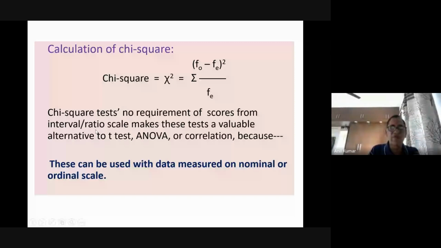In chi-square, as already mentioned, there is no requirement of scores from interval and ratio scales, unlike ANOVA and correlation because of the nature of these. Chi-square can be used with data measured on nominal and ordinal scale. So conditions and assumptions are there behind each and every test. Try to satisfy those conditions and assumptions first, and then enter into the process of data analysis with the particular test which you are likely to attempt.